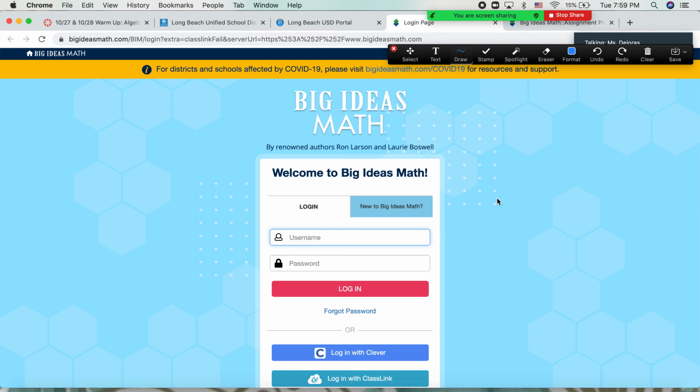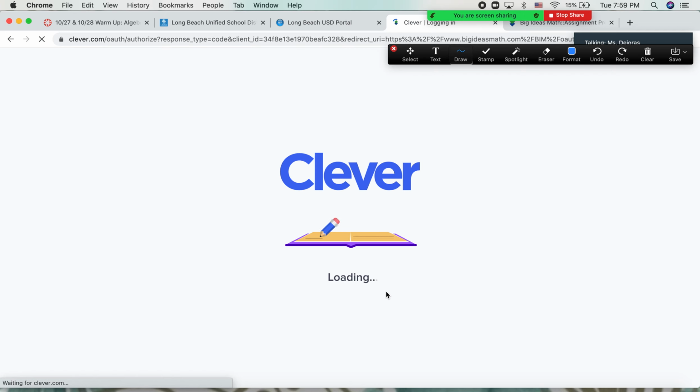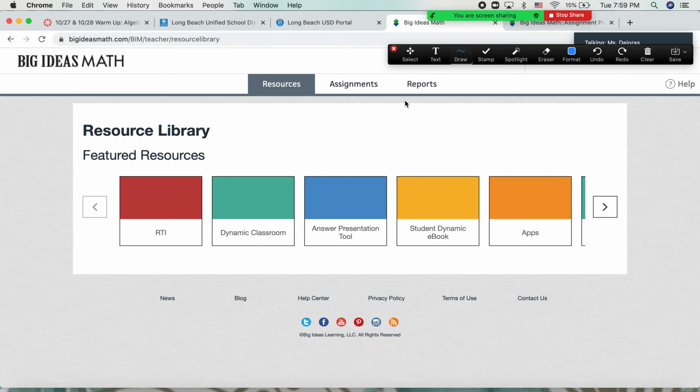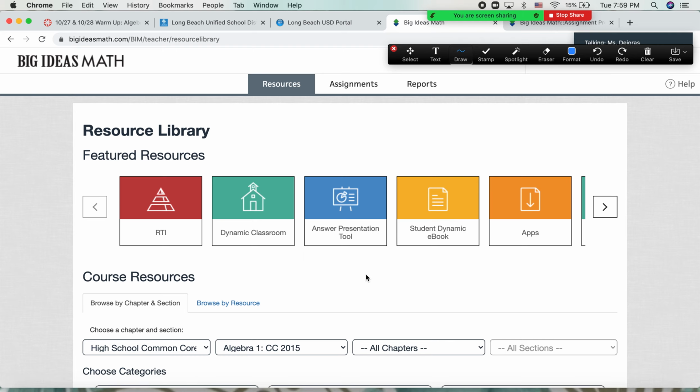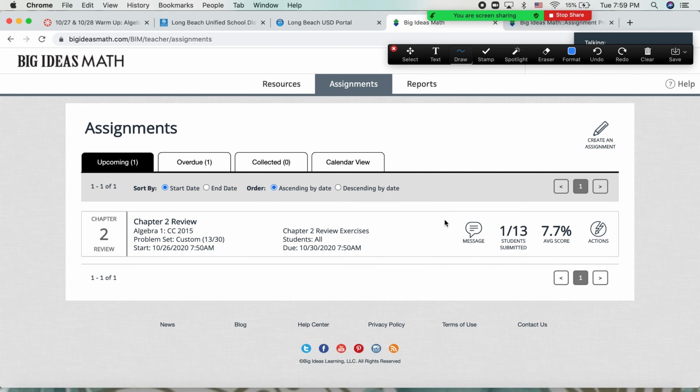If you come across this login page, there's no need to type in anything. We're going to go ahead and click on Log in with Clever. So again, don't type anything. Go ahead and click on Log in with Clever. It will log you in and it'll bring you to Big Ideas. You will find the Big Ideas assignment in Assignments. And then you can go ahead and press Begin or Enter or whatever button you have.